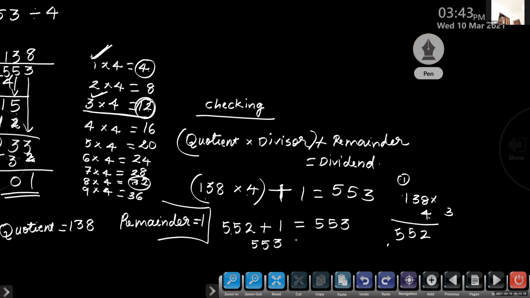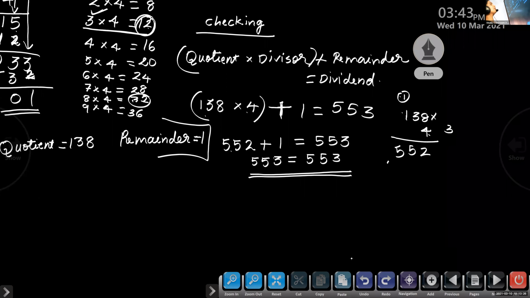553, and here also 553. That is true, right? Yes. So your division is correct. If you got like this, your division is correct. This is the way you have to do the checking.